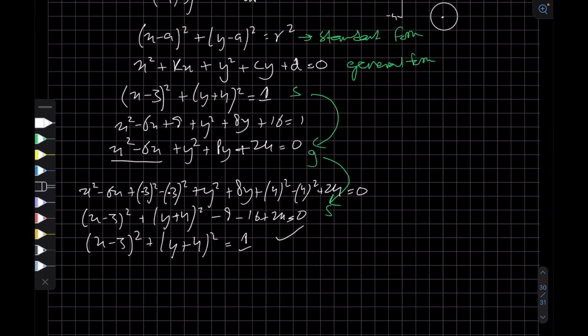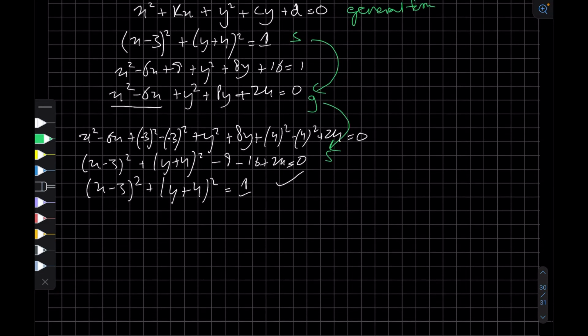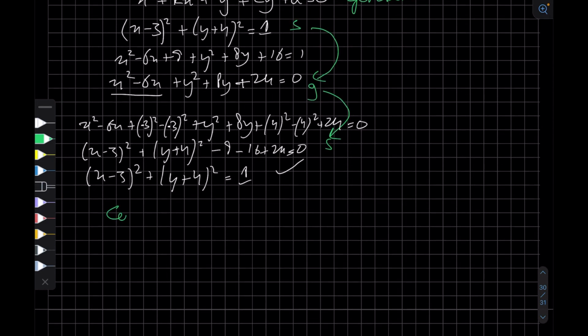Right, so that's the equation of a circle. Now, one thing to notice is: how do you form a circle? What are the things that you need? If you're given the center and the radius, you can easily form the general form, (x - a)² + (y - b)² = r².